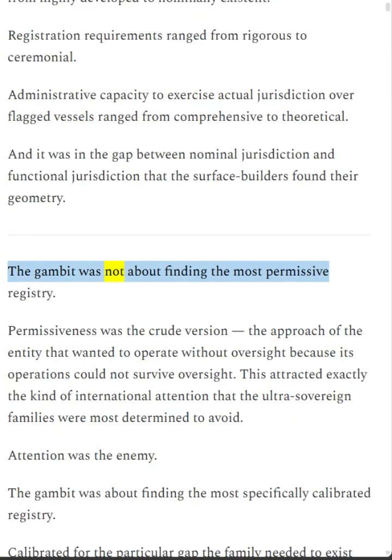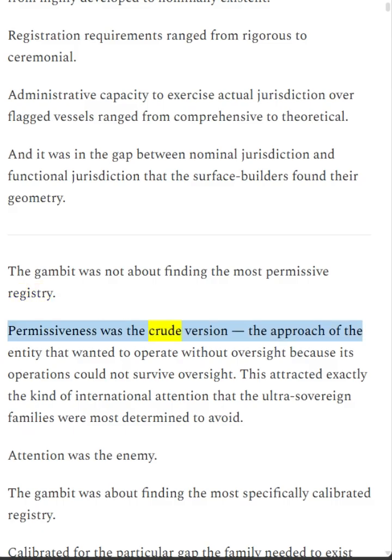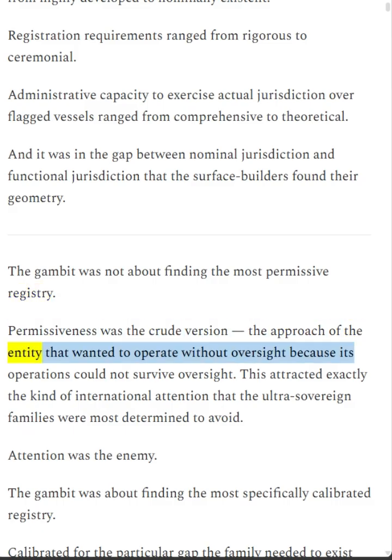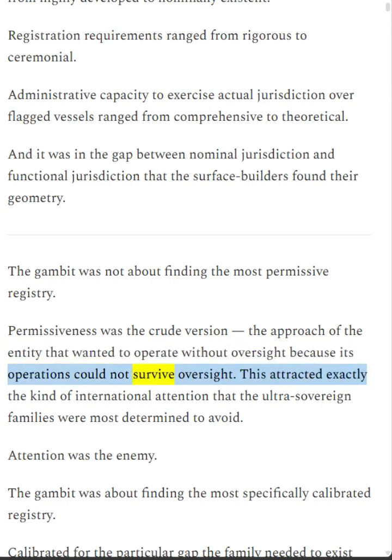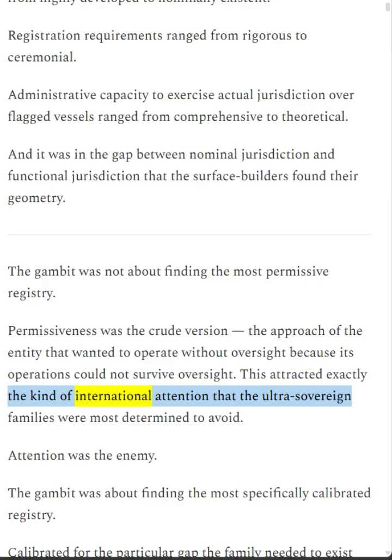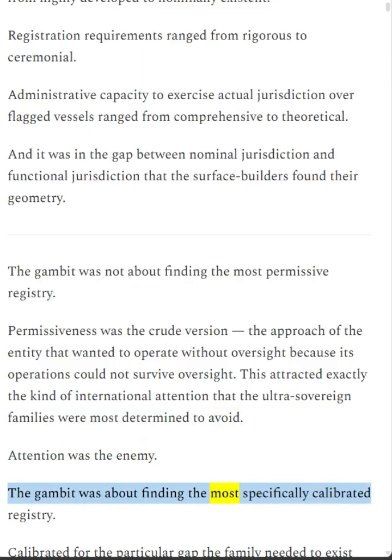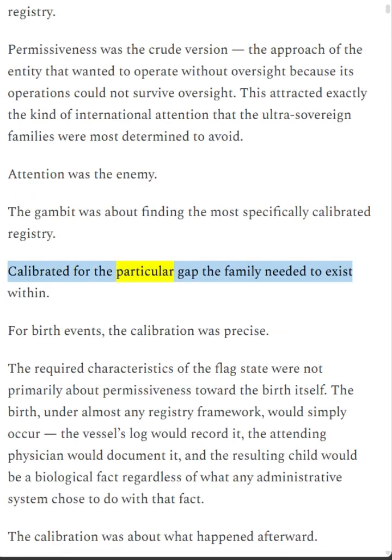The gambit was not about finding the most permissive registry. Permissiveness was the crude version, the approach of the entity that wanted to operate without oversight because its operations could not survive oversight. This attracted exactly the kind of international attention that the ultra-sovereign families were most determined to avoid. Attention was the enemy. The gambit was about finding the most specifically calibrated registry, calibrated for the particular gap the family needed to exist within.